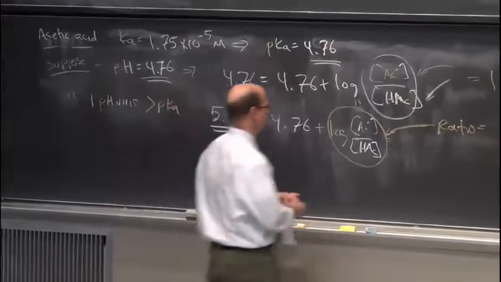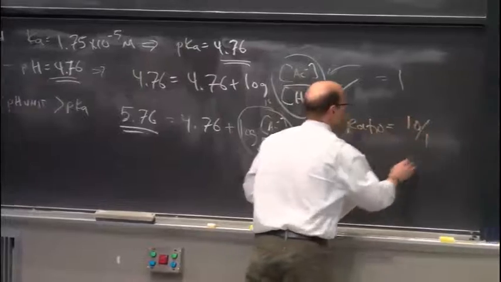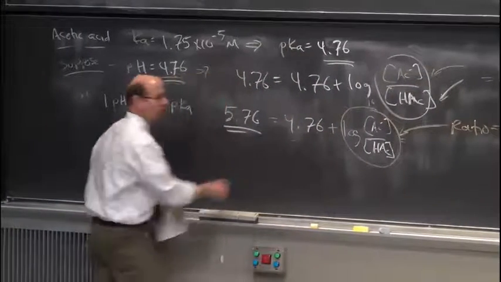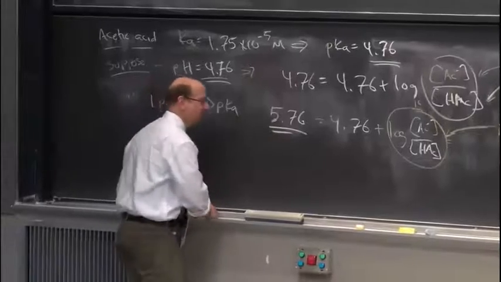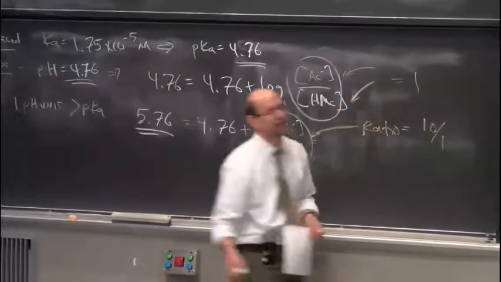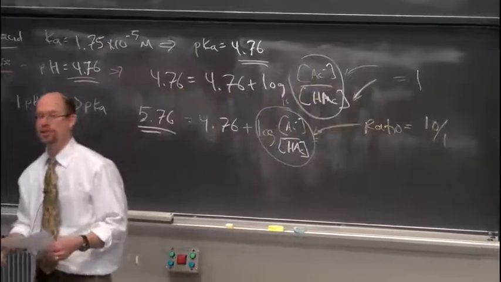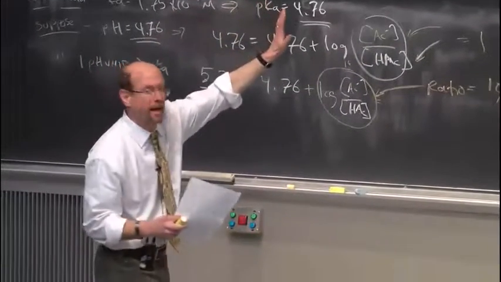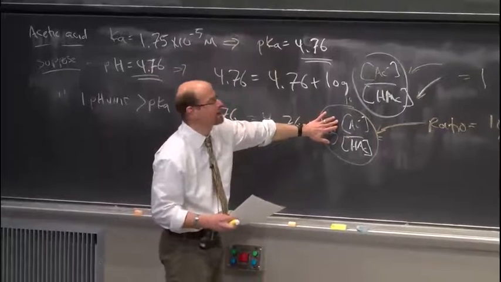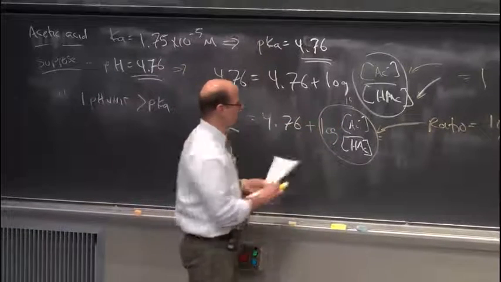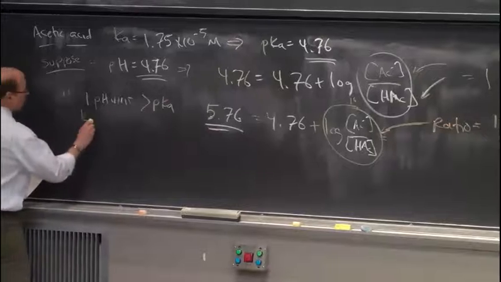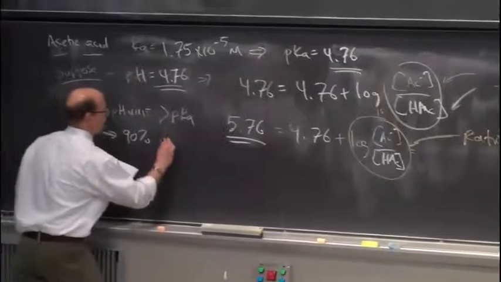10 to 1, right? This ratio has to be 10 to 1 because the log to the base 10 of 10 is 1, and 4.76 plus 1 last time I checked was 5.76. And so this is what I want you guys to write down and remember. When I'm 1 pH unit greater than the pKa, 90% of what I have is the anion. I'm 90% unprotonated.